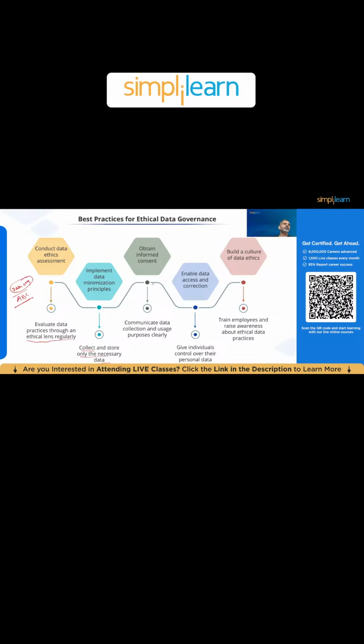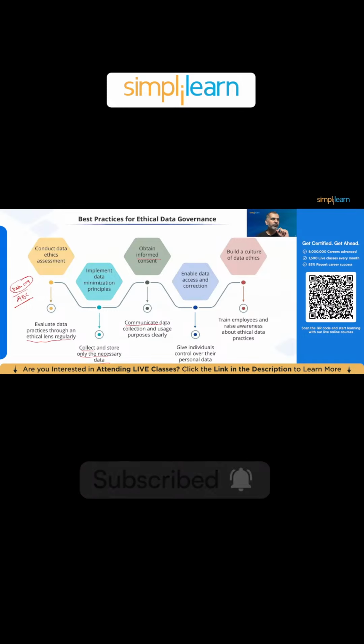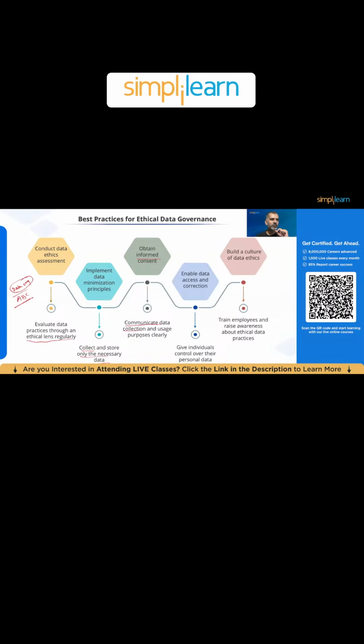Next, your system must obtain informed consent. If you are collecting any personal information, you have to take consent from the user. So you should communicate clearly about the data collection and its purposes. Next is enabling data access and correction. This is like giving control to the user, so the user can update or access their personal data whenever required.